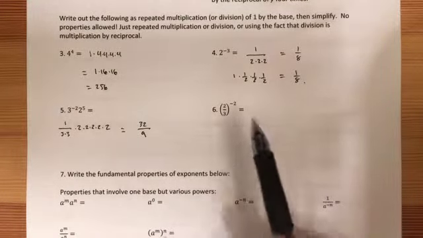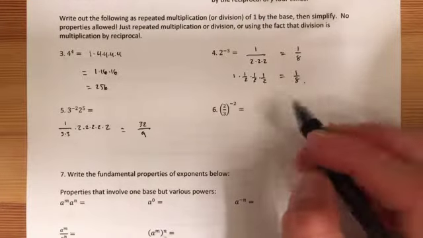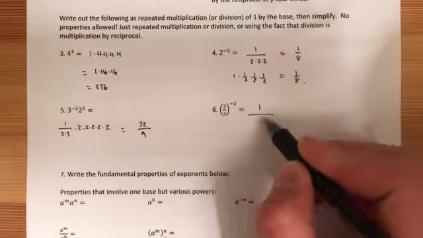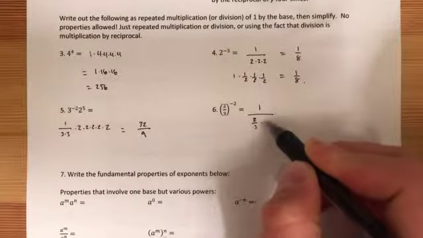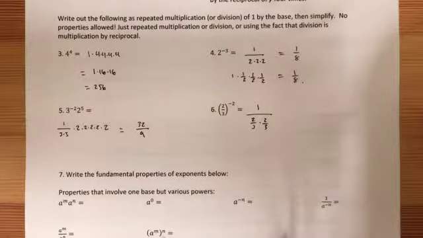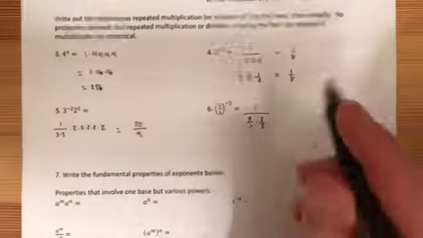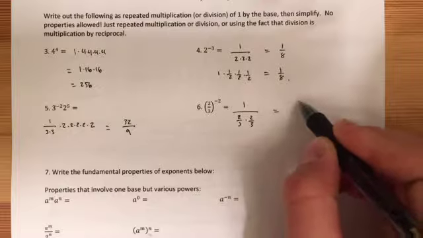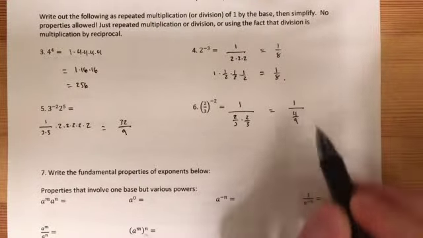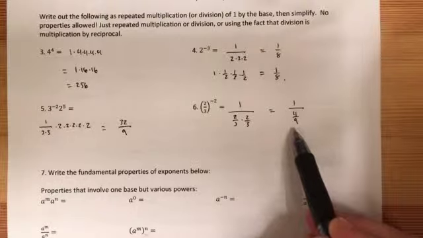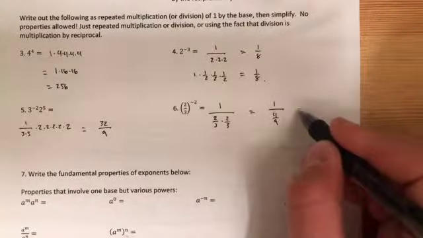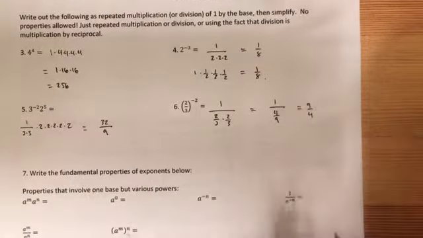2/3 to the negative 2 means one of two things. It either means take 1 and divide by 2/3 twice, right? Because the negative exponent means divide. And we can do it that way, that's fine. That means it's going to be 1 divided by 2/3 times 2/3, which is 4/9. But remember, division is multiplication by reciprocal. So 1 divided by 4/9 is the same as 9/4.